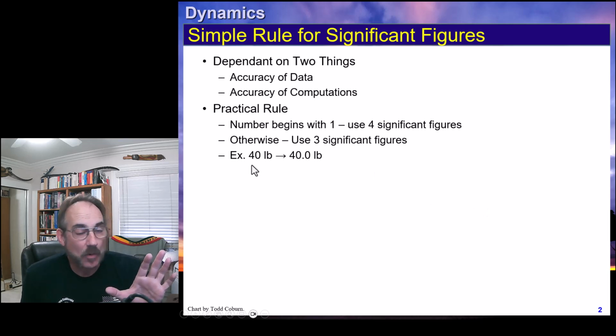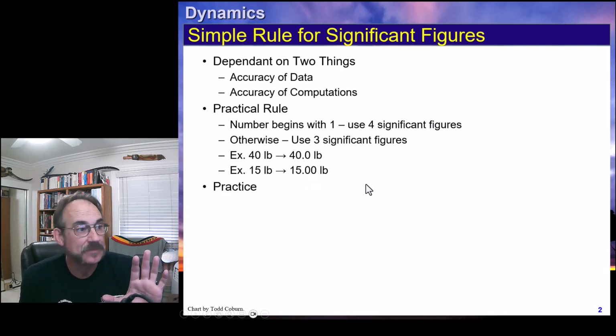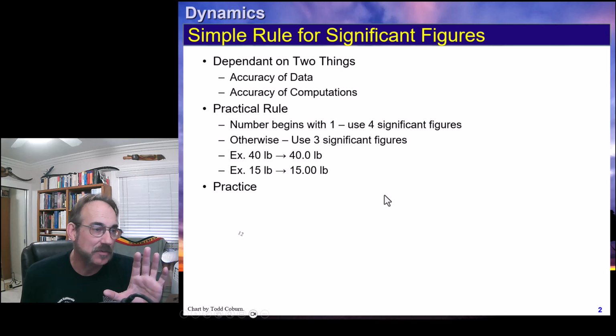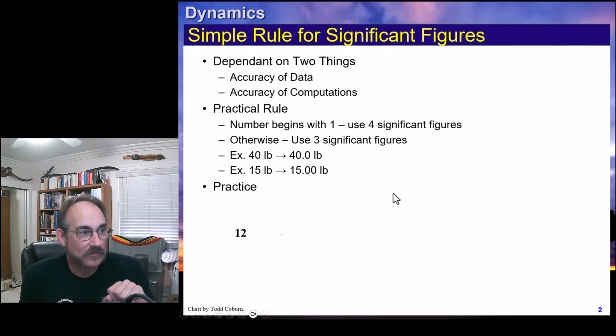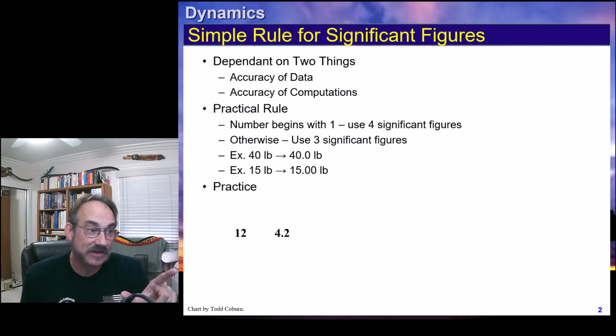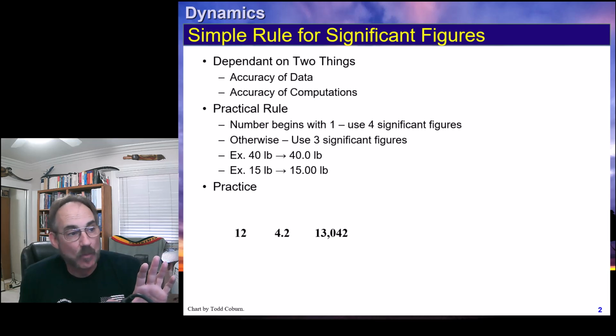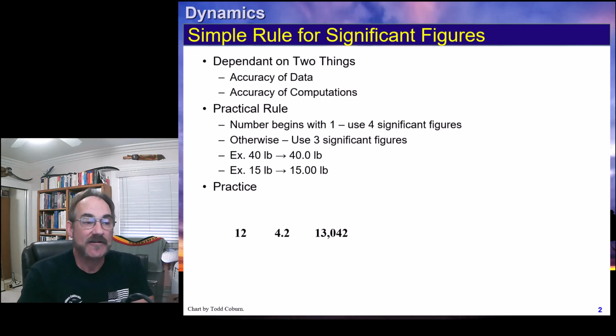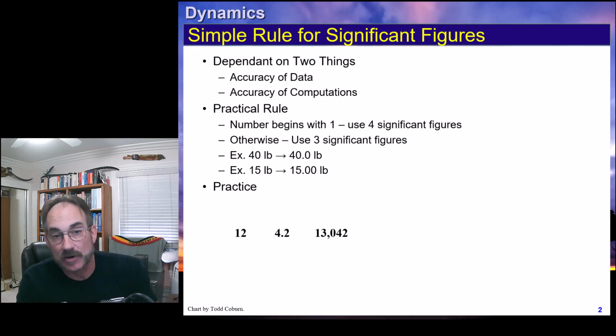So if we have 40, 3 significant digits would be 40.0. 15 would be 15.00 since it starts with a 1. And if we practice on a few more, this means 12 would be 12.00. 4.2, that's 2 significant figures, needs a 3rd digit. This is 5 significant digits, so the way we would report this with 4 would be 13.04, and then K, or 1,000 of whatever the units are.